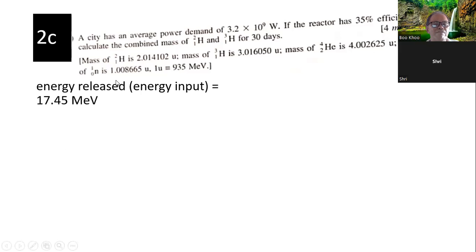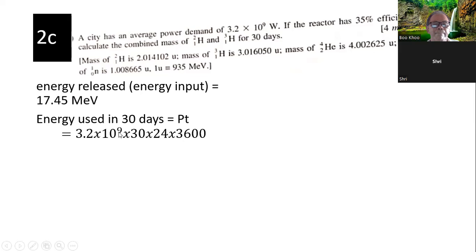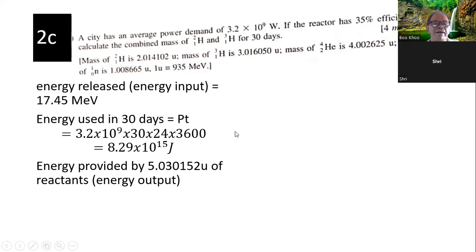Right, that's your energy release that we have just calculated, part B. Energy used in 30 days. Right, energy is power times time. So that is your power, 30 days, 24 hours, 3600. Yeah, you convert hour to second. Calculate out. Energy provided by these two, we add up previous question 1, part A, we calculate out the combined mass of reactant. So we convert it to energy.